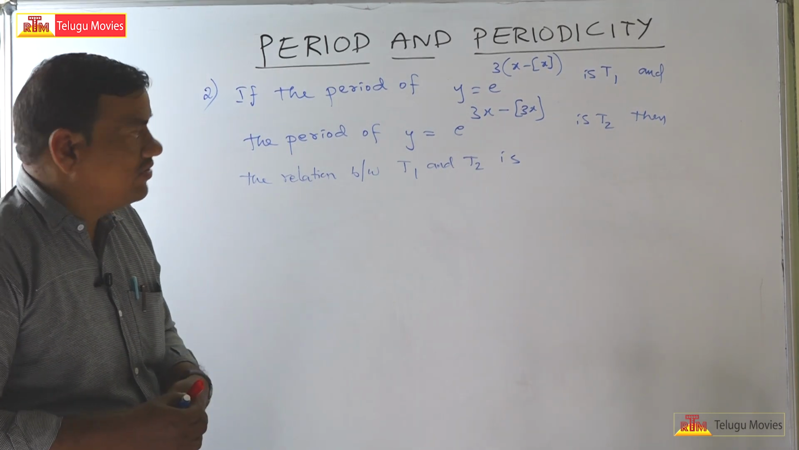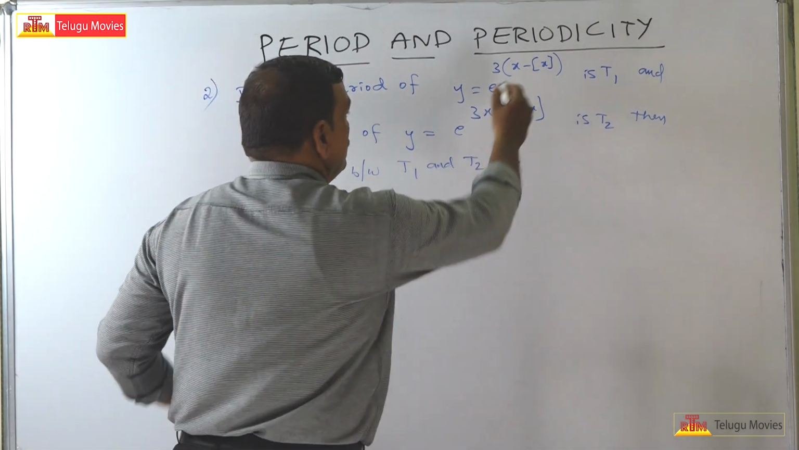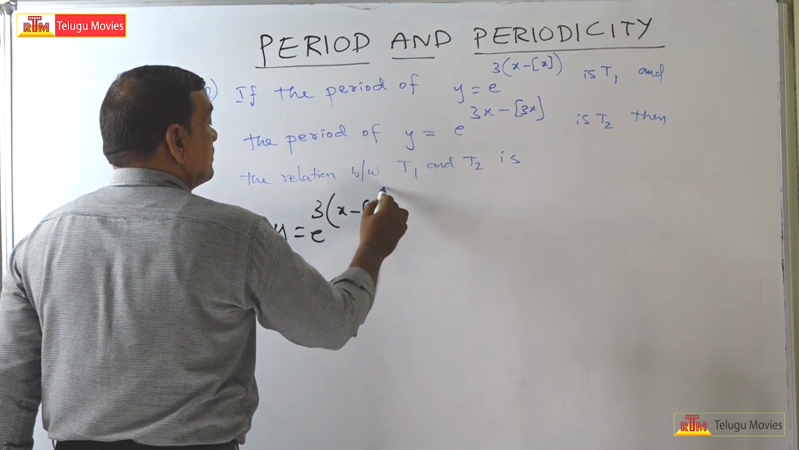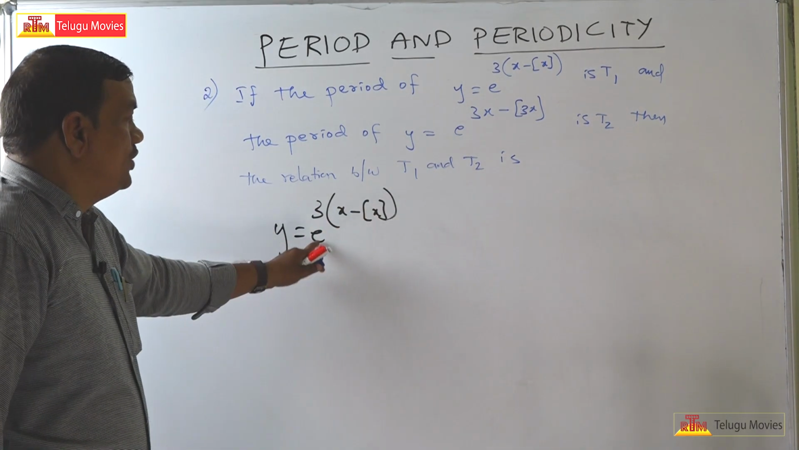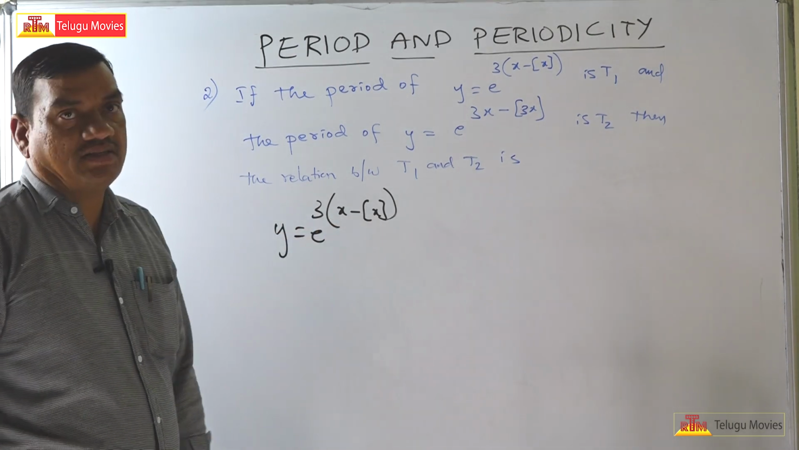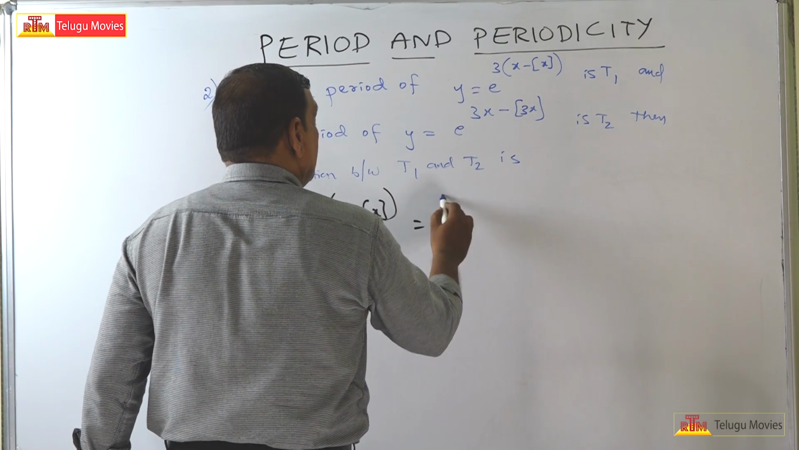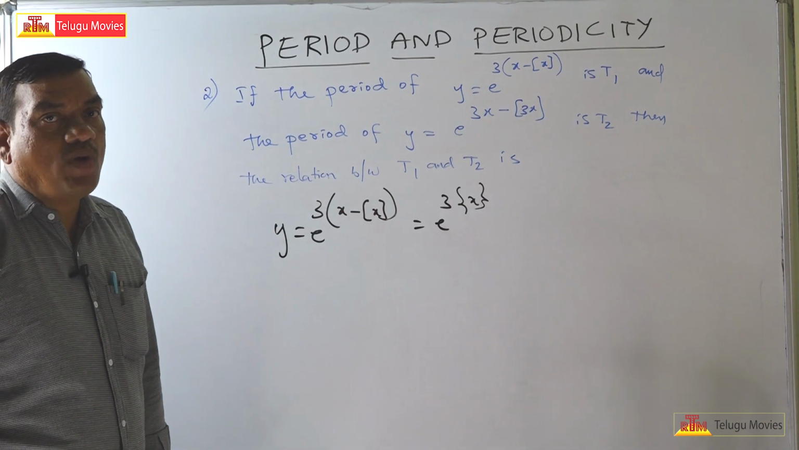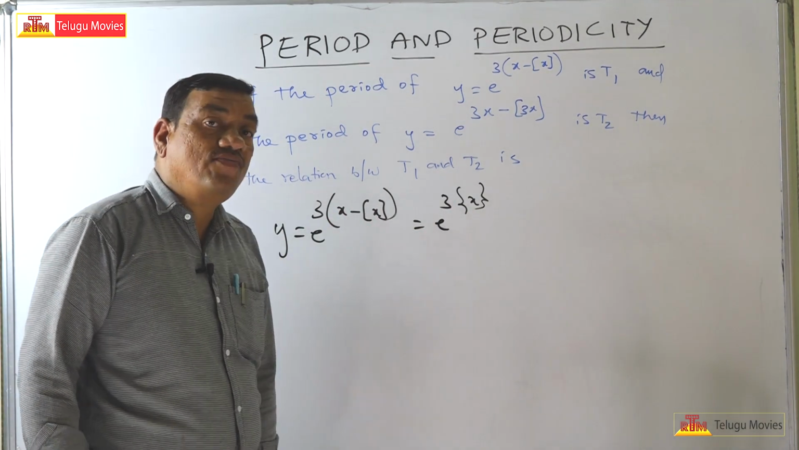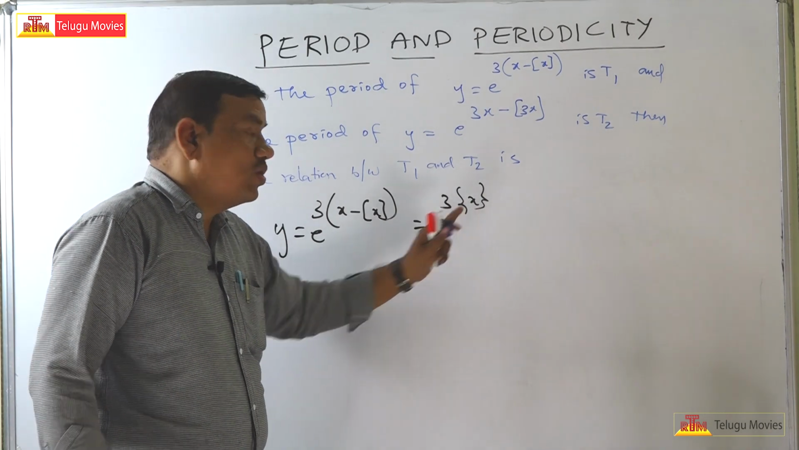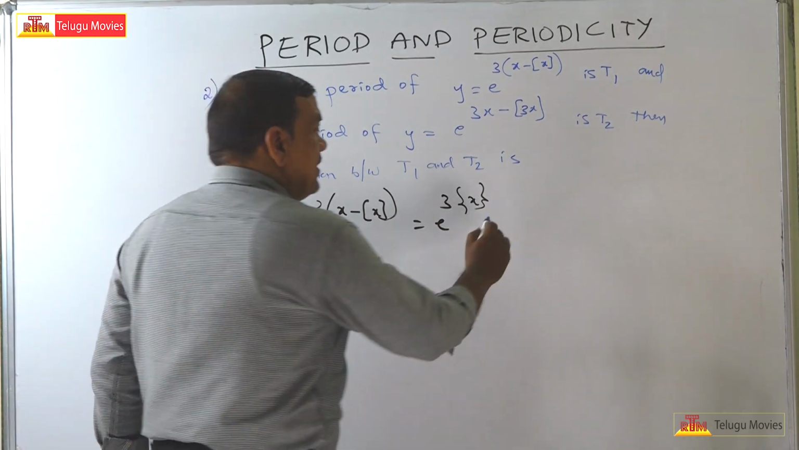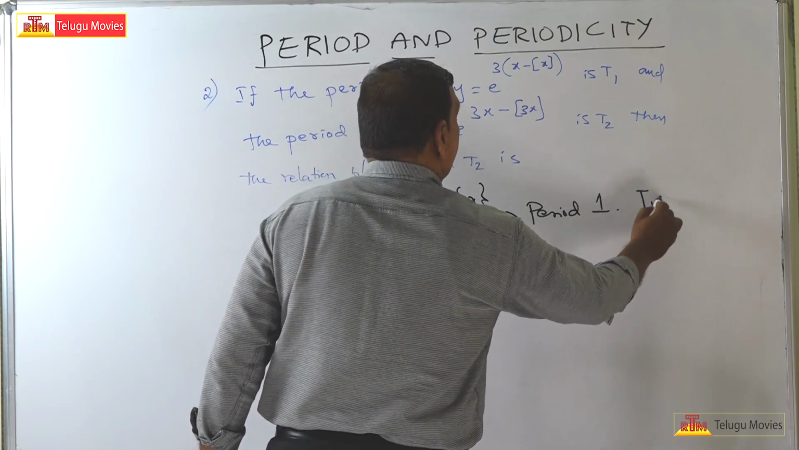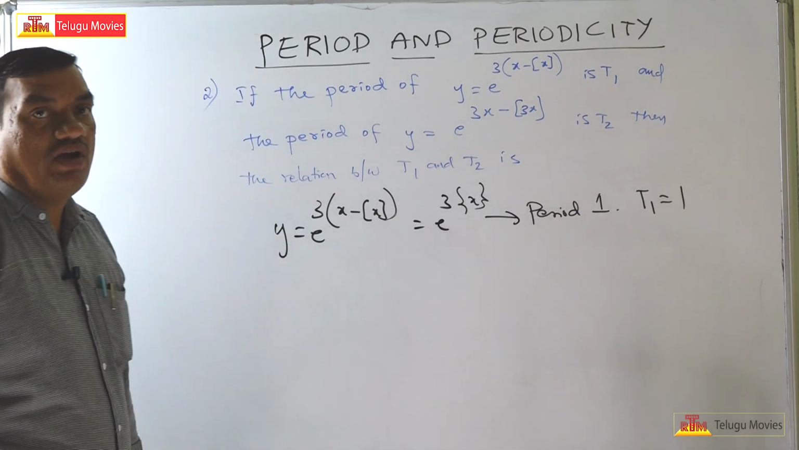So what is the given first function? y is equal to e to the power of 3 times x minus floor of x. If you observe here, this is 3 times the fractional part of x. X minus floor of x is called the fractional part function. So here it is only the fractional part of x, and the period is equal to 1. For the fractional part function, the period is equal to 1. Therefore, the t1 value is equal to 1.